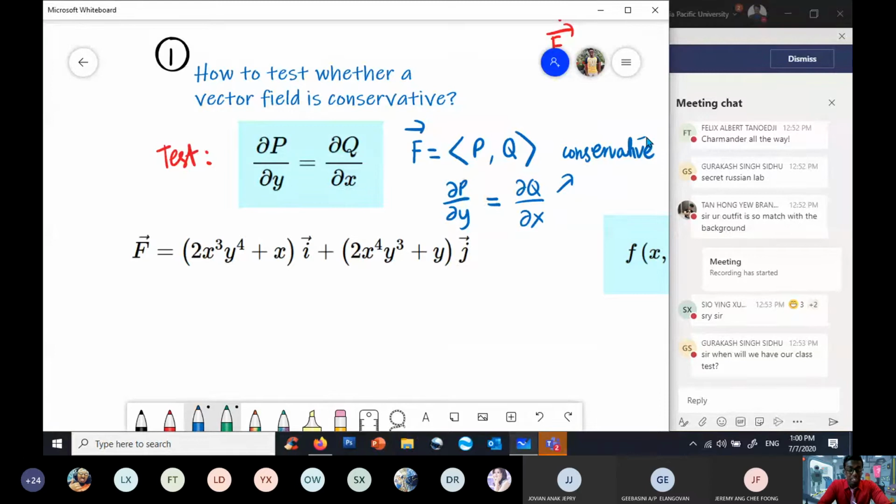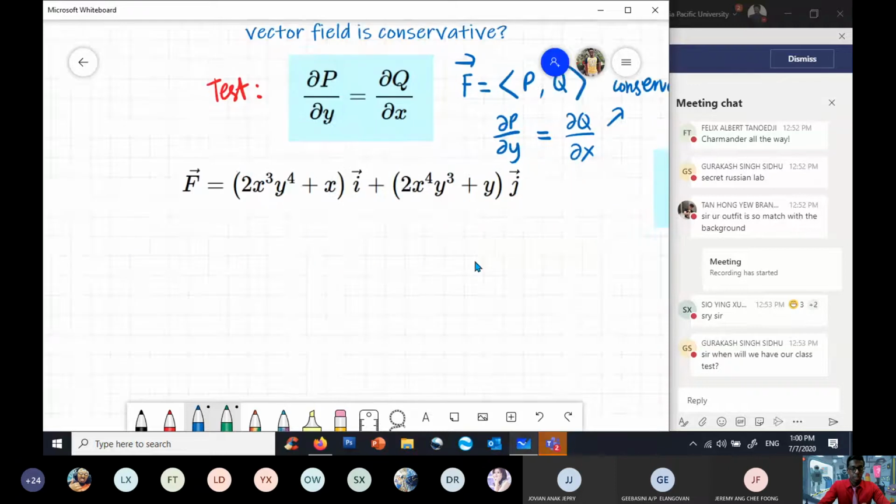If both of them give you the same answer, then it is conservative. That is the test. Even if it differs slightly, maybe this one is a +1, this is a +2, done. It's not conservative. If they are exactly equal, then it is a conservative vector function. So let's do an example here.